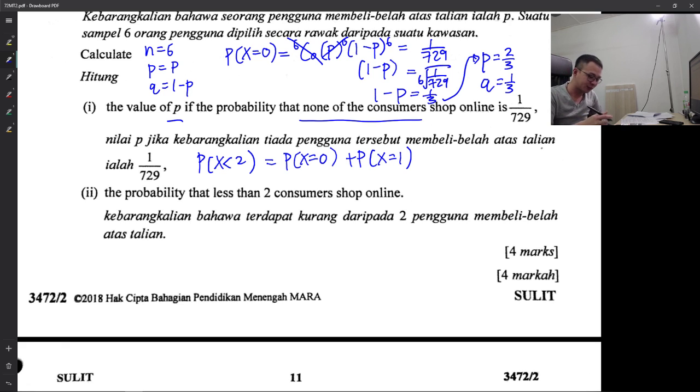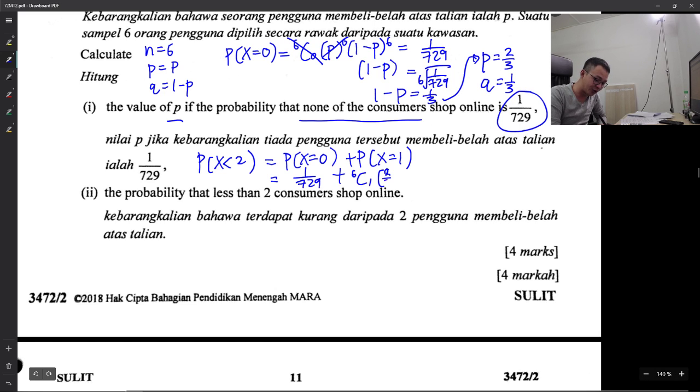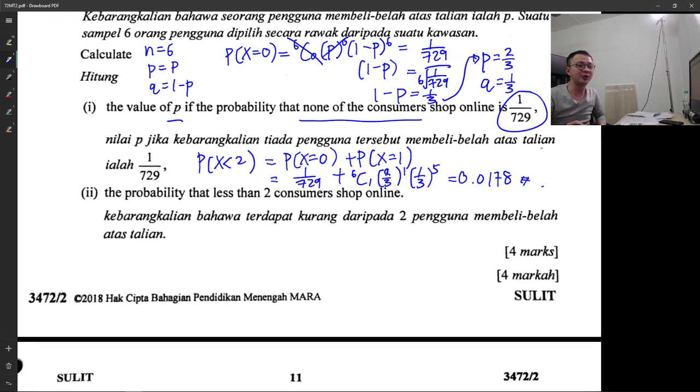So the probability for x equals 0 we just found above is 1/729. Then we need to do x equals 1. So we have 6C1, P is 2/3, power of 1, 1/3 power of 5. And then you type in your calculator, you should be able to get the value 0.0178. Alright, so this is how to do both part 1 and 2. It's not too hard as long as you know how to apply the formula and what the question wants.